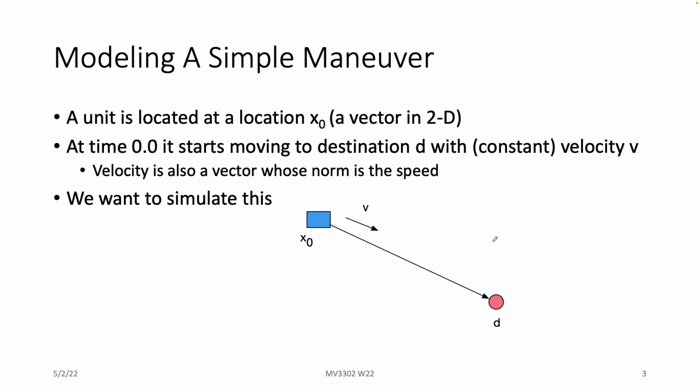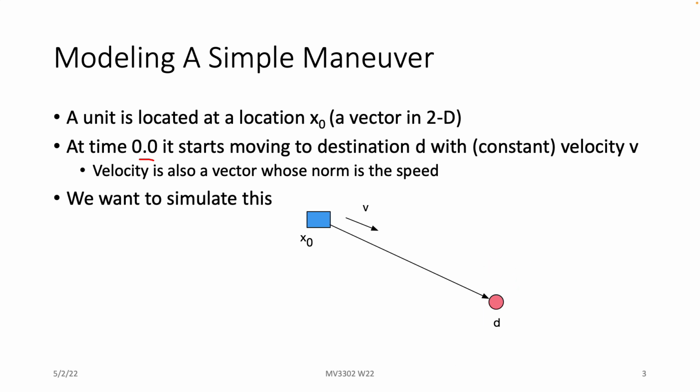We have a flat, featureless world in 2 dimensions, and at a particular time, and we can choose an arbitrary time, let's choose time 0, at time 0 the unit starts moving to a destination. We say we want to get there, and we're going to move with a constant velocity. Now remember that velocity is a vector and speed is a scalar, so you all know that. And so we want to be able to simulate this.